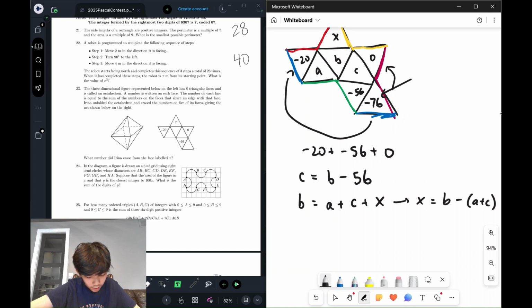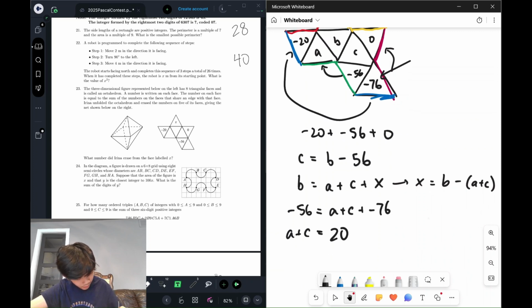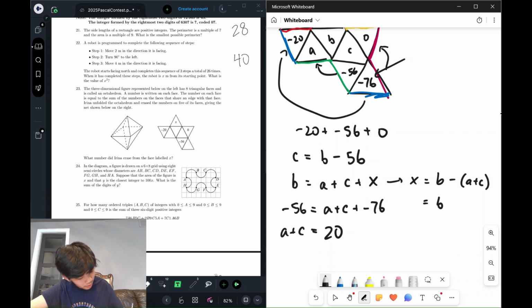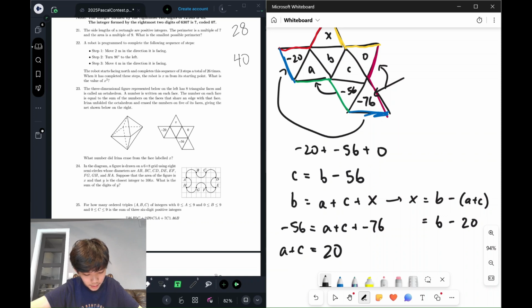Now, let's look at the triangle with -56. Since the 56 and the A are touching, we have that -56 is equal to A plus C plus -76. So A plus C is equal to 20. This means that x is actually equal to b minus 20. So we really just need to figure out what b is.